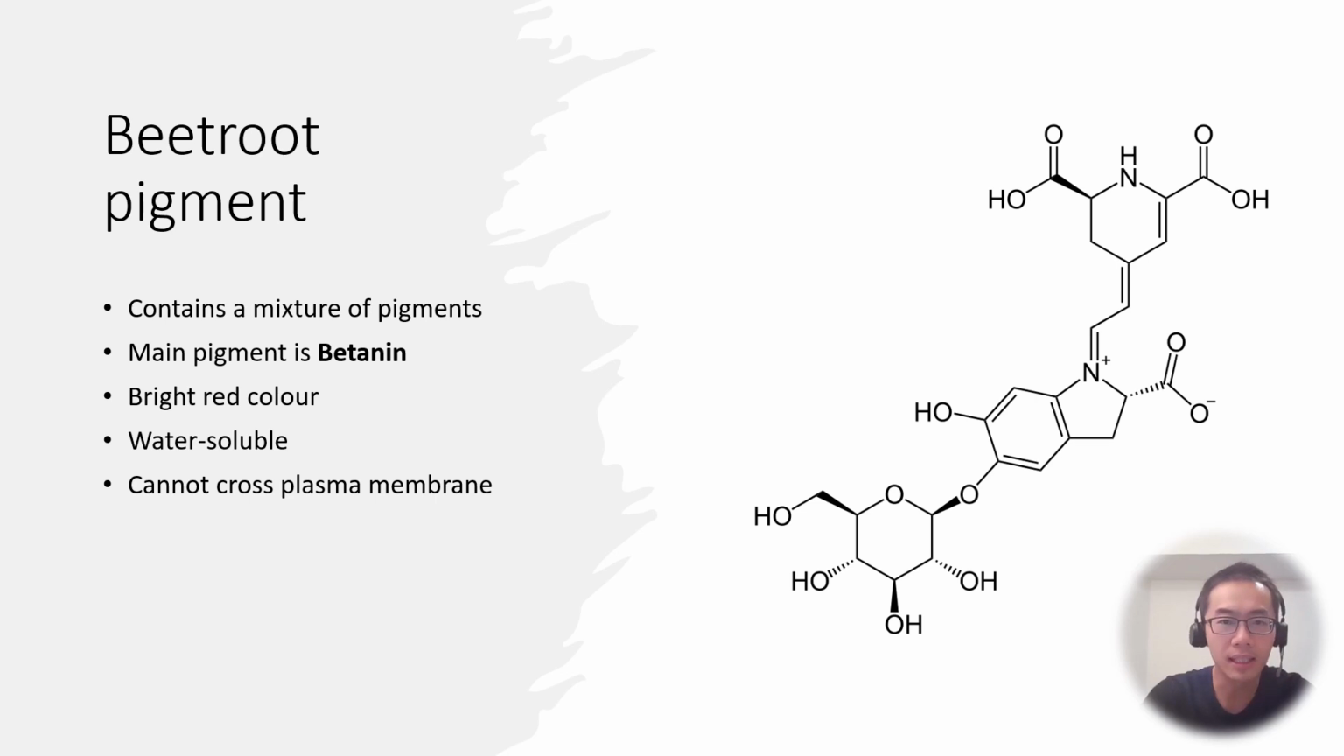More importantly, this pigment is uniformly distributed throughout the beetroot. That means you would expect to find a similar amount of pigment in the core of the beetroot or on the edge of the beetroot. It doesn't really matter where you cut the beetroot from. You would expect to find a similar concentration of the pigment. Now, that's not necessarily true for all plants.